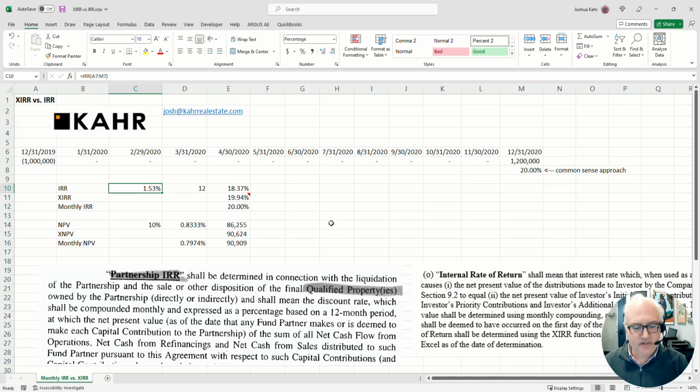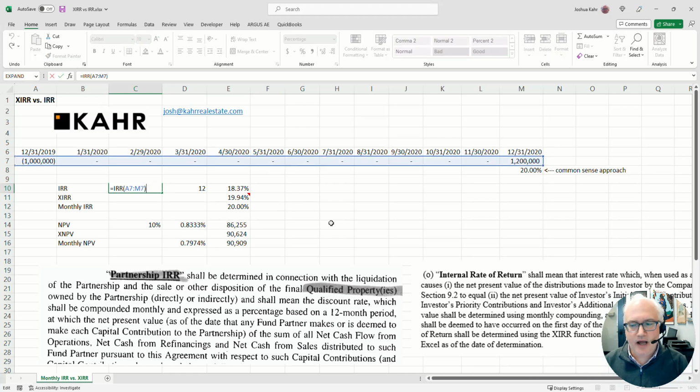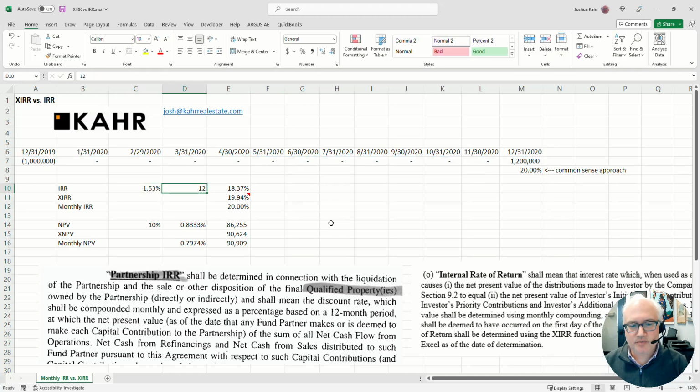The first is, if you did a monthly IRR and just multiplied it by 12, you would get 18.37. That's just wrong, because there's no compounding. You can't just multiply something by 12 and call it a day. Going from monthly to annual, again, there's compounding.